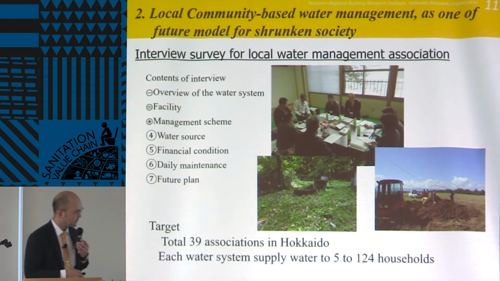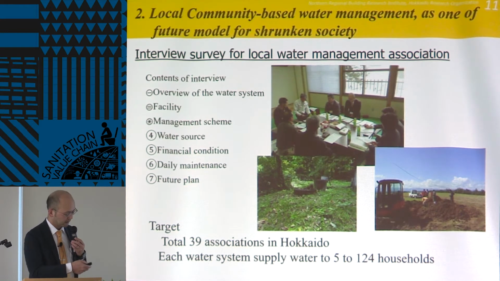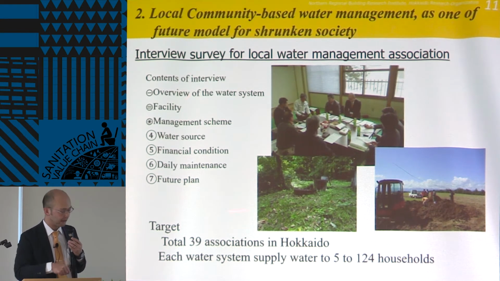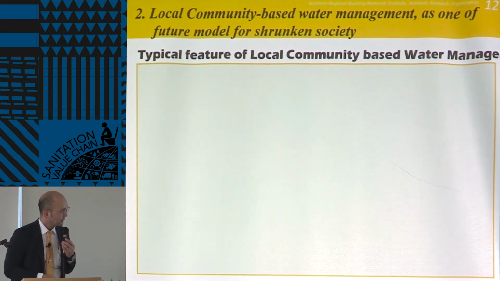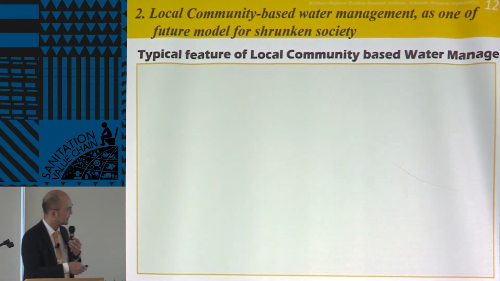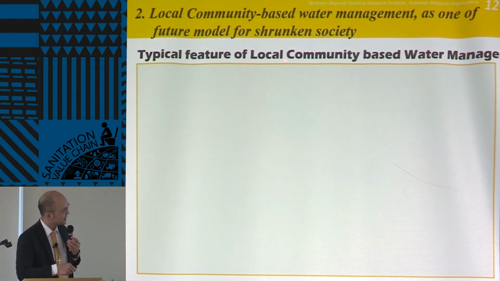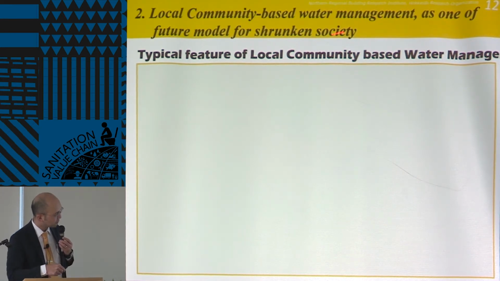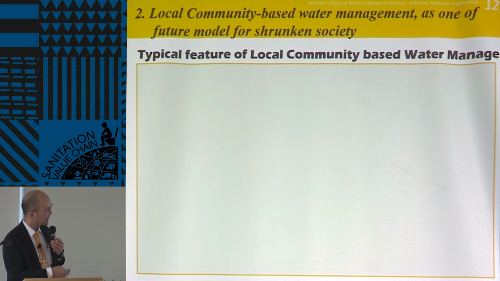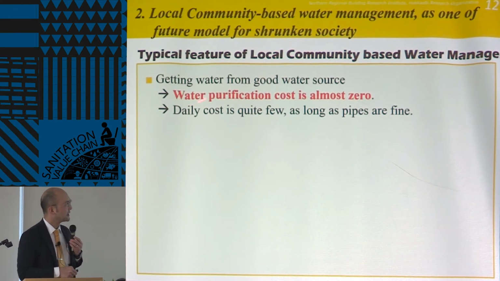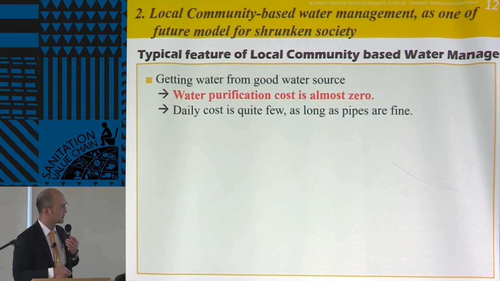So first, we did some fieldwork to learn their management style. Then we conducted interviews with a total of 39 associations in Hokkaido. Briefly speaking, the typical features of local community-based water management are, first, they get water from a very good water source. So the water purification cost is almost zero.